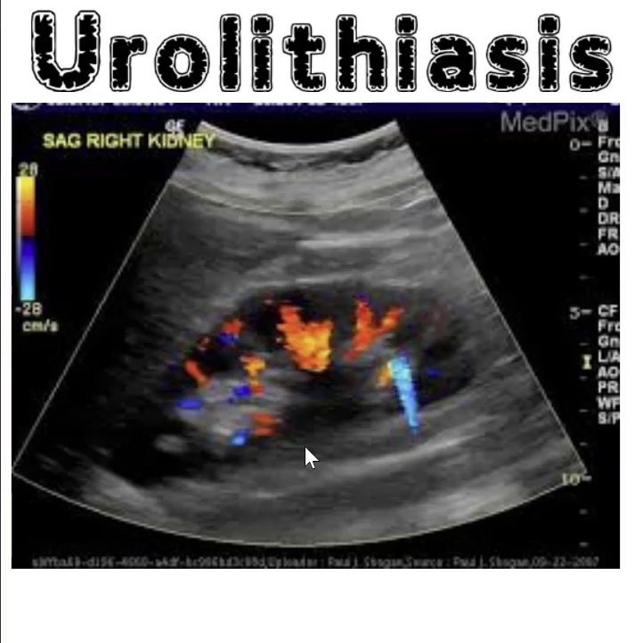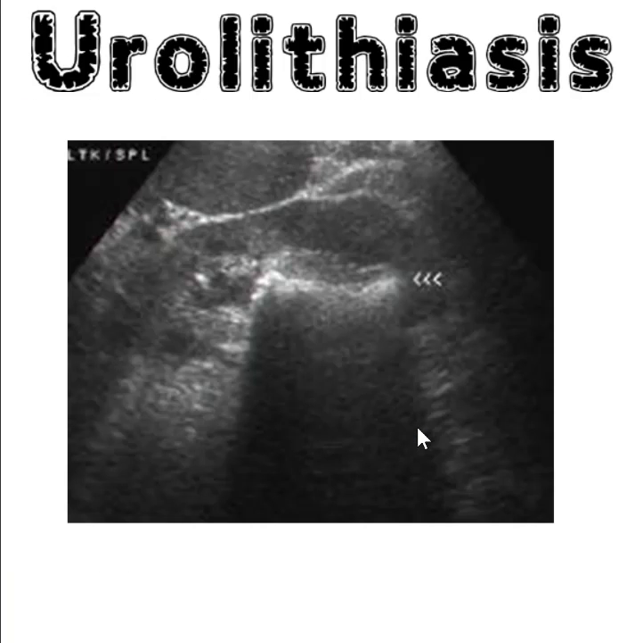This is an example of Twinkle Artifact. We can see our normal vascular structures in the kidney, but there actually is a stone right here, and we're getting this weird jet of color off of it. And if this was live, it would be all sorts of different colors. It would look like noise coming off from behind the stone. So that's the Twinkle Artifact.